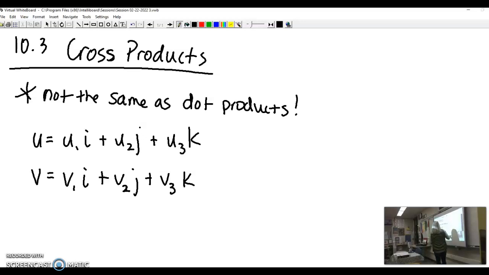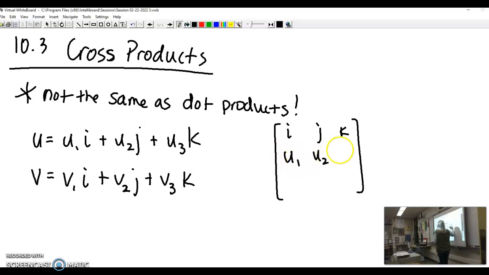Okay, so to do a cross product, we're going to create what I'm going to call the ijk vector. And then what you do is you take the numbers from the U vector and from the V vector and you put them in here. So we have U1, U2, and U3. And then the V vector will go below it, V1, V2, V3.